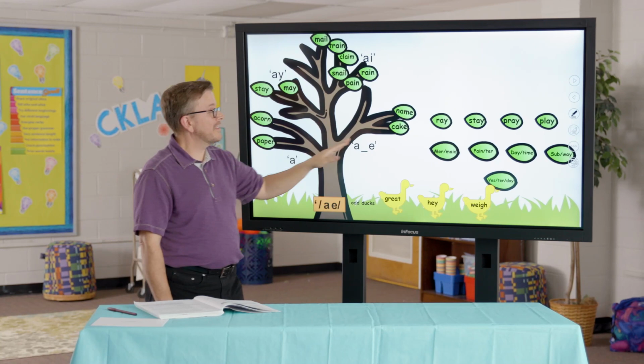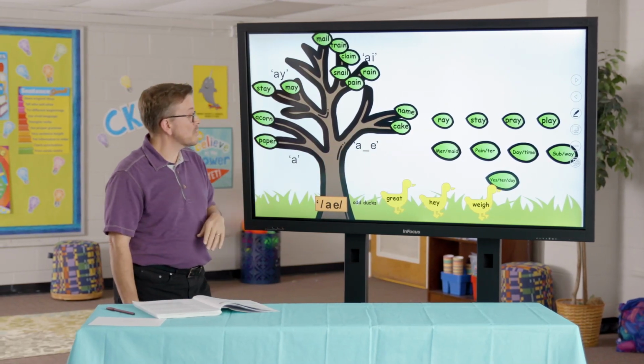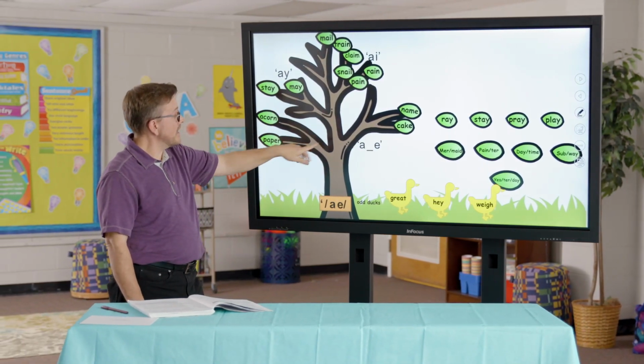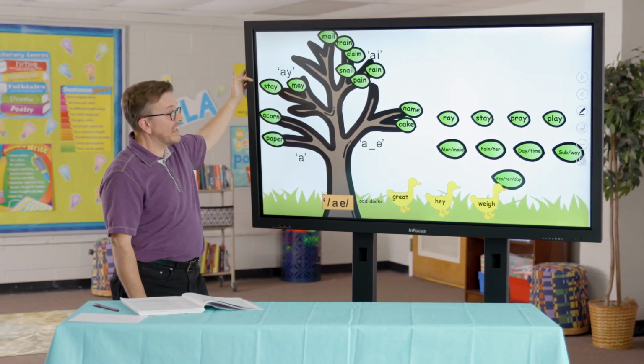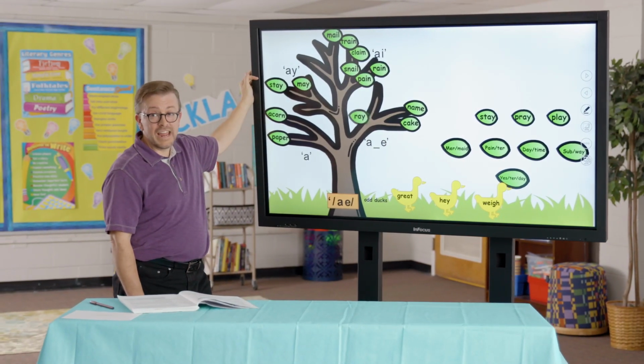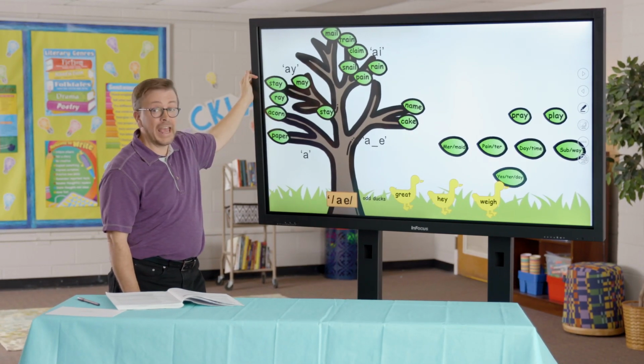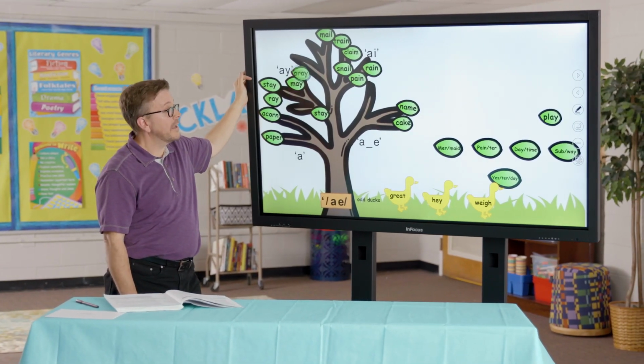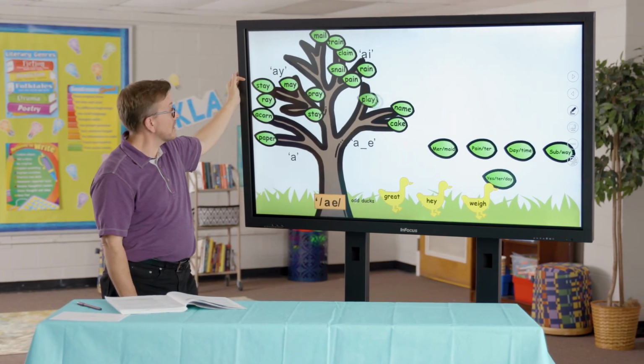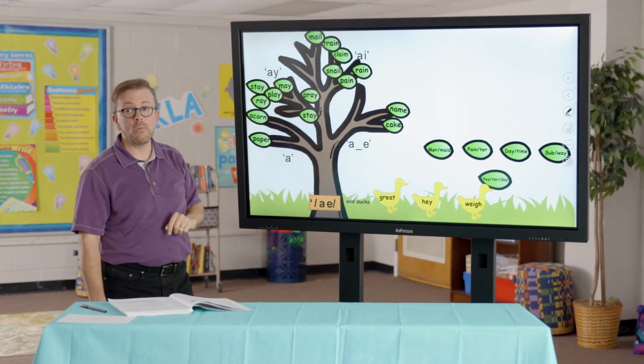Now let's look at a few with this AY ending. First one is ray. So we're going to find our AY branch, and it's right up here with stay and may. And so we're going to add ray. We're going to add stay. We're going to add pray. And we're going to add play to our leaf branch over here with the AY.